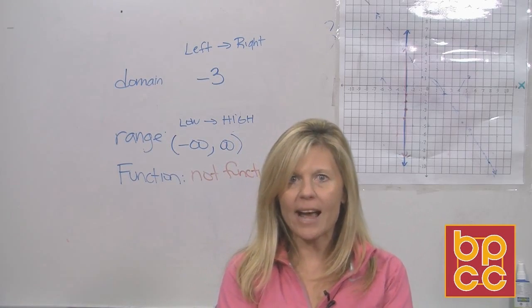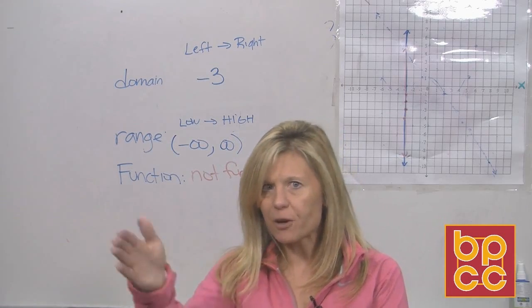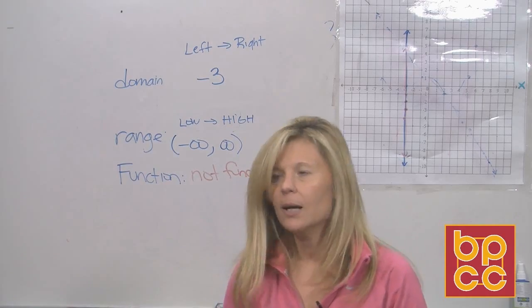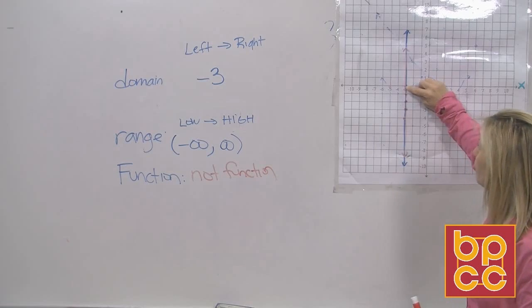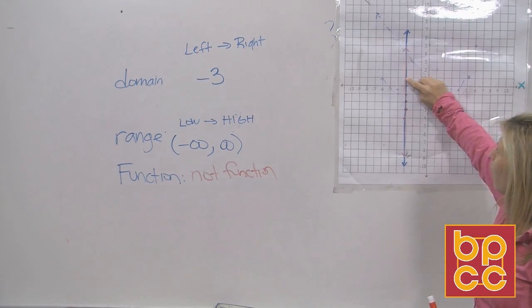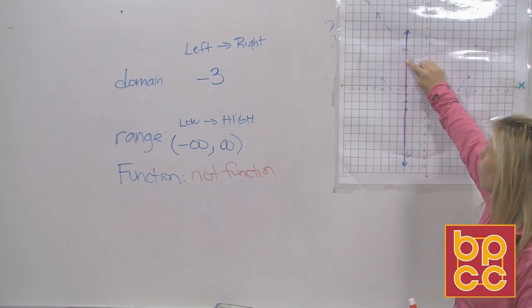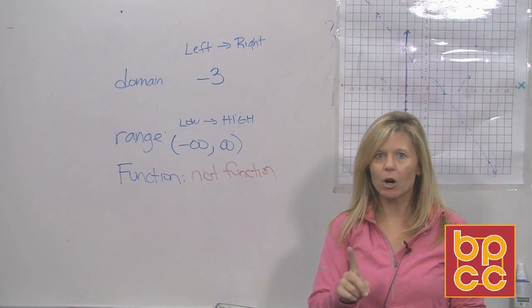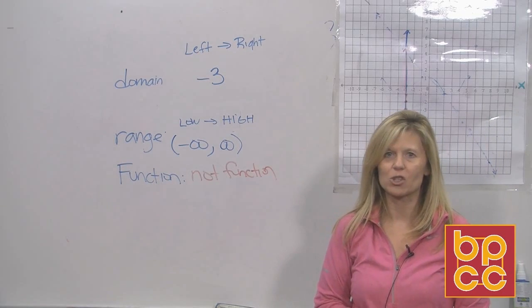Function means for every x value, for every different x value, there's only one y value that matches up with it. This is clearly not a function because at x is -3, you have a y value of 1, a y value of 2, a y value of 3, and that's not what a function is. Every girl can only date one boy to be a function.